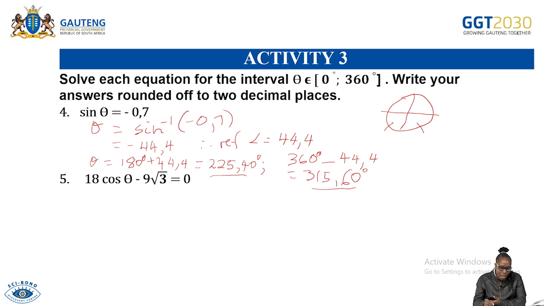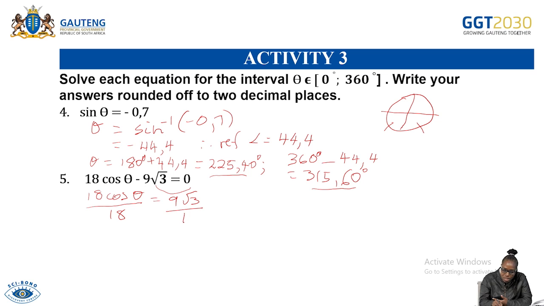Moving on to question number five. Question number five says 18 cos theta minus 9 root 3 equal to 0. So for me to find the solution, I must transpose this one first. So I will be left with 18 cos theta equal to positive 9 square root 3. And I'm looking for theta, not 18 cos theta. Divide by 18 first, both sides, and 18 is gone. And find your reference angle of cos inverse of 9 root 3 over 18.